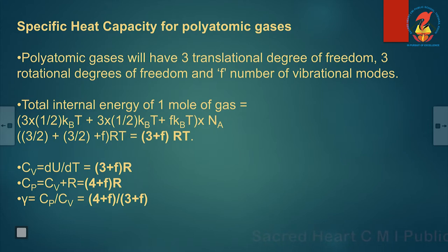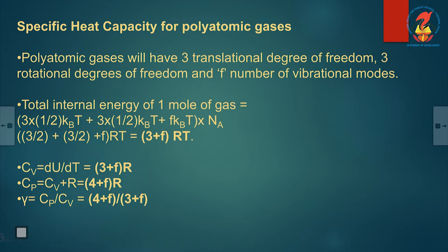Now when I take Cv, Cv is dU by dT as we told already. So when I differentiate this, dT by dT becomes 1, so I will get (3 plus F) into R. Then Cp can be Cv plus R. So (3 plus F) into R plus R. So (4 plus F) into R.